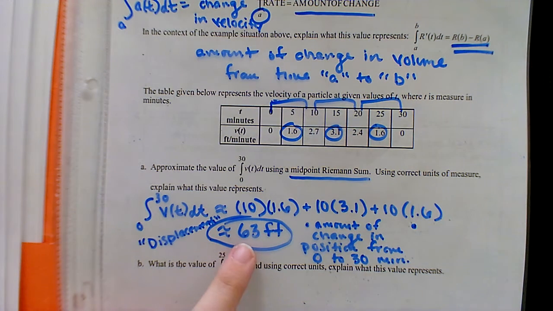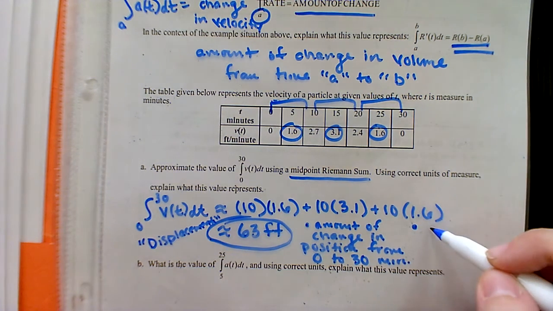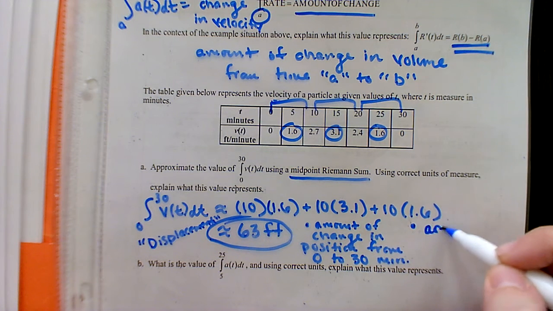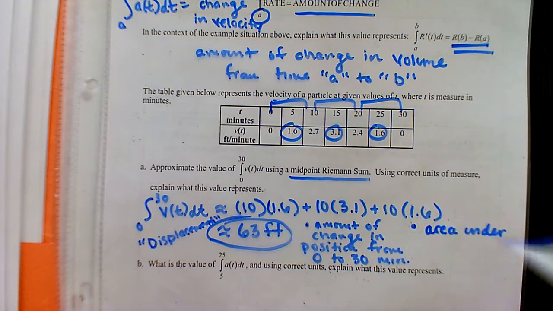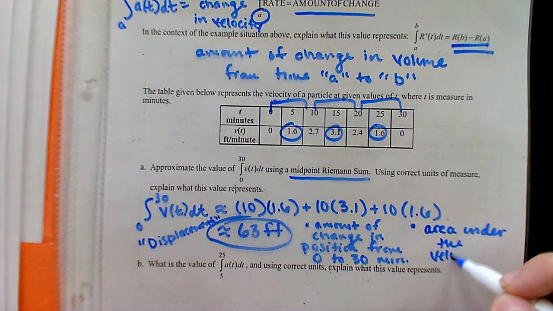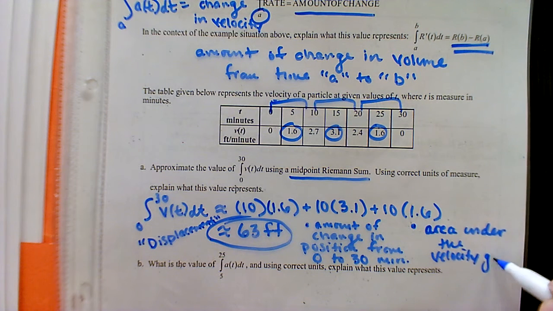This 63 value is approximately the area under what graph? Velocity, the function that you started with, okay? So in terms of the problem, particle motion, how it's moving, it's the amount of change in position. You could also say this is approximately the area under the velocity graph from 0 to 30, okay?